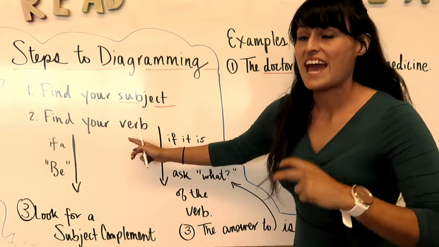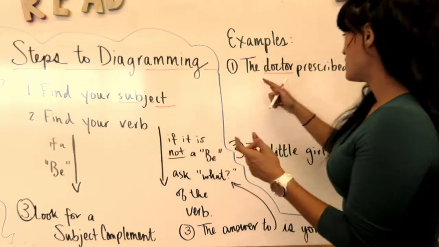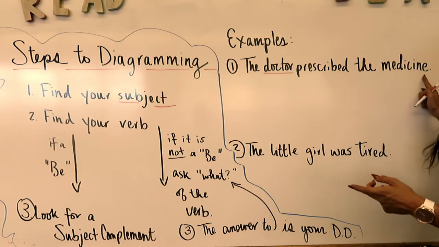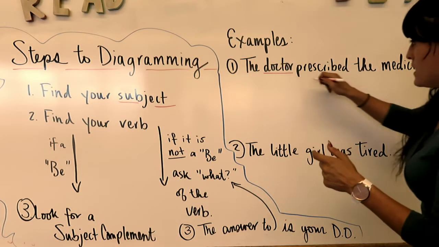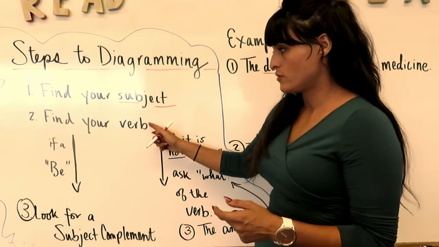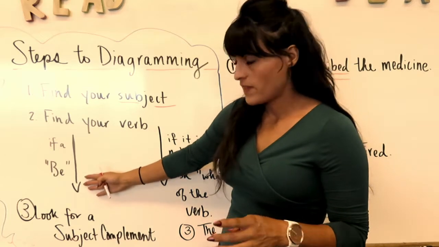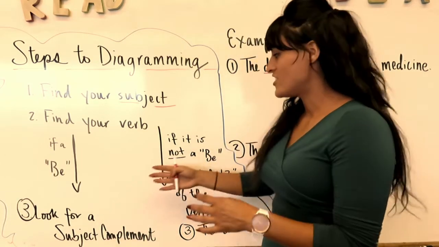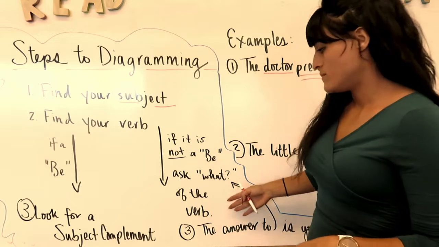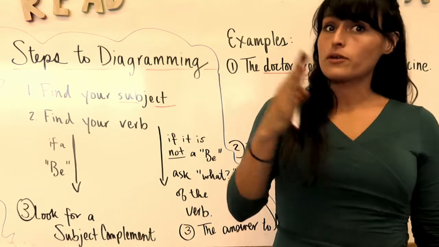Second step, find your verb. What is the action happening in my sentence? The doctor prescribed the medicine. What is the doctor doing? He prescribed. That's my verb. So that's step 2. However, step 2 has 2 different paths. If it is a be verb, then you're looking for a subject complement. If it's not a be verb, then you're going to be looking for a direct object. So what we have to determine is whether or not the verb is a be verb or not.